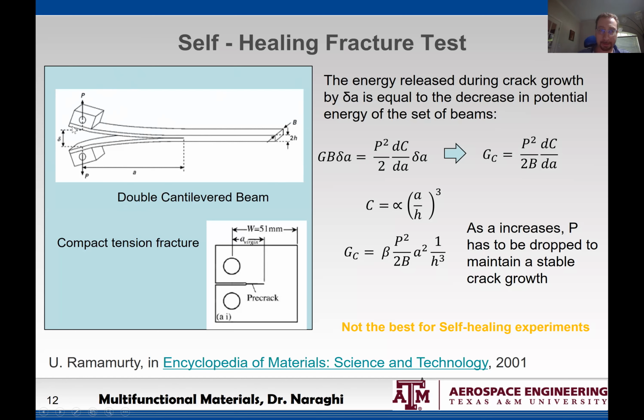Basically, if you think about it, this specimen has an initial crack that has a length of A, okay? And a pair of forces, P and P, are applied symmetrically, and the crack opens up. So we have a displacement delta and crack P. Prior to any crack growth, we can say that the displacement delta is equal to C times P, where C is the compliance of the beam.